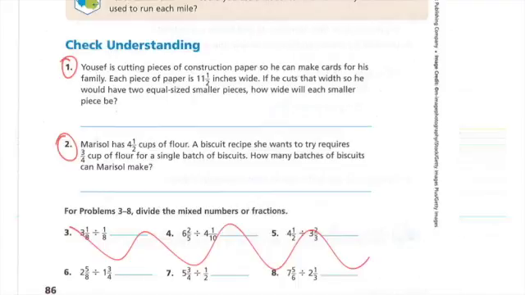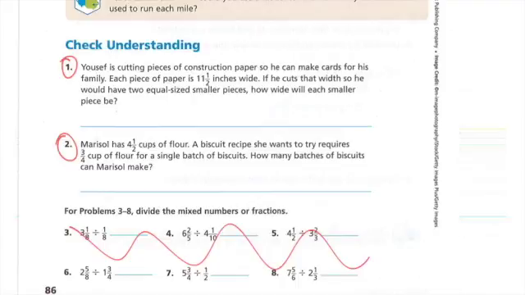Number 1 says Yusuf is cutting pieces of construction paper so he can make cards for his family. Each piece of paper is 11.5 inches wide. If he cuts the width so he could have 2 equal-sized smaller pieces, how wide will each piece be?